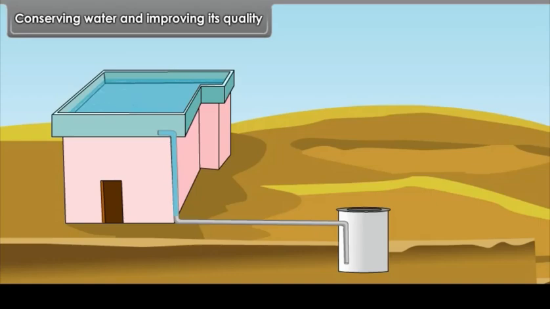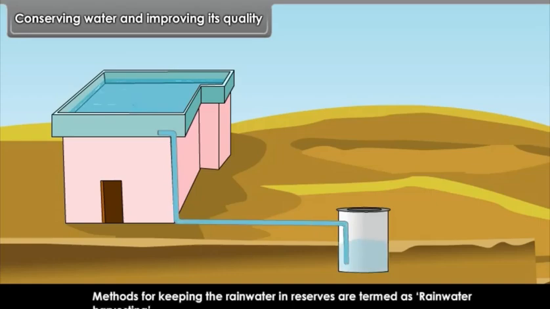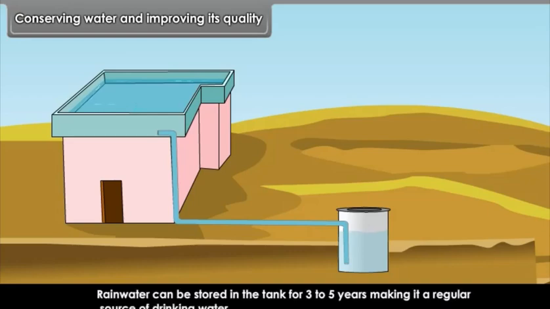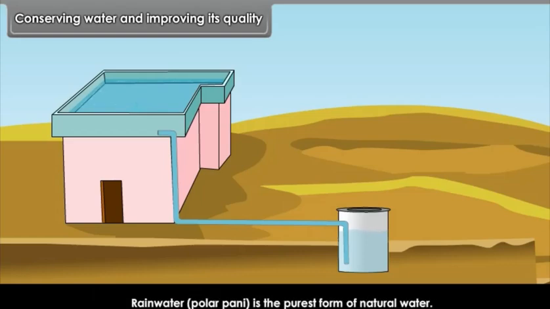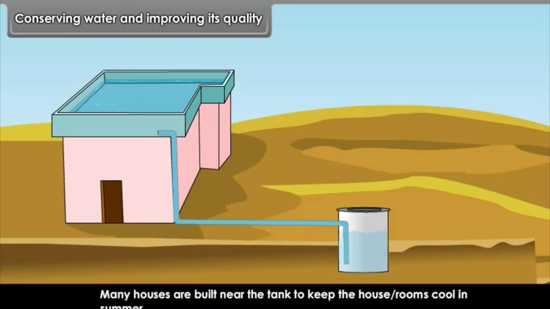Rainwater harvesting. Methods for keeping the rainwater in reserves are termed as rainwater harvesting. Do you know? Rainwater can be stored in the tank for 3 to 5 years, making it a regular source of drinking water. Rainwater, paalar pani, is the purest form of natural water. It is often used to cure ailments of sick people. Many houses are built near the tank to keep the house or rooms cool in summer.